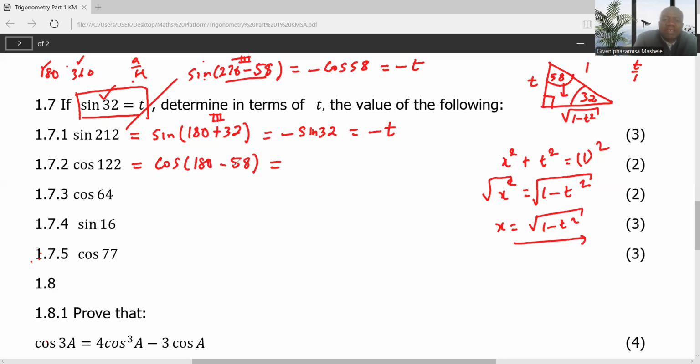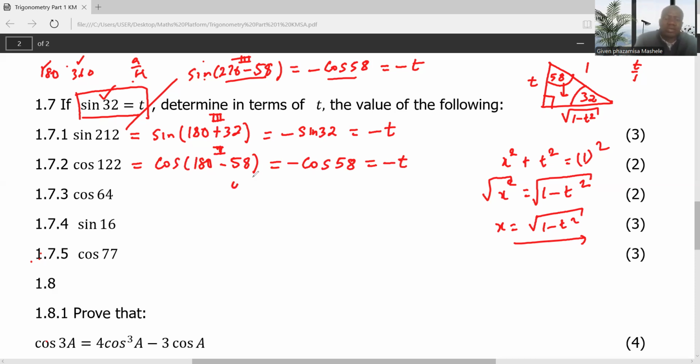And 180 minus an angle is a reduction formula. In which quadrant is 180 minus an angle? It is in the second quadrant, where cos is negative. But it's not going to change the ratio. This becomes cos 58. And what is cos 58? We already got it. Cos 58 is adjacent over hypotenuse, t, but you're going to have minus t there.